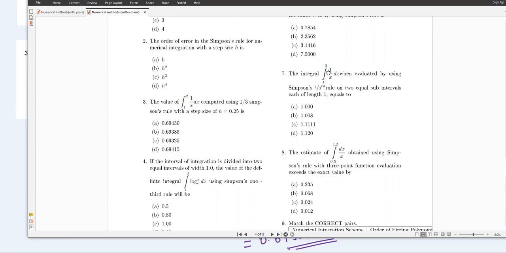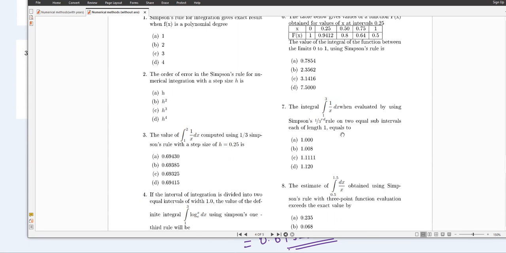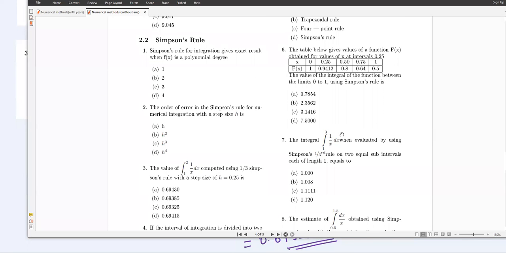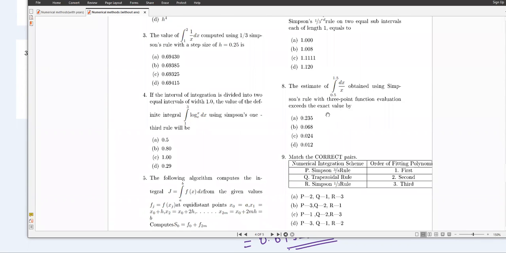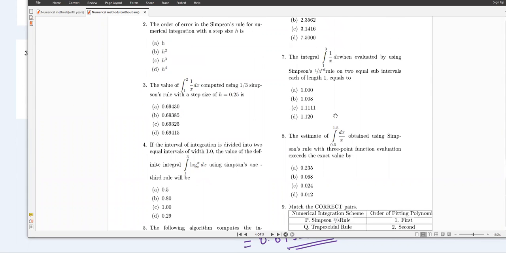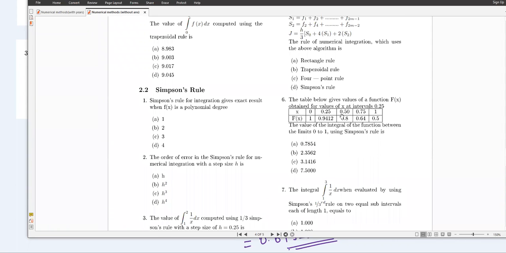This is 1, 2, 3. These are simple ones. 1 by x, 1 by x, so many 1 by x problems. In this one the function is not known. Again, we'll do it for practice. We will do the fourth one and one of these, the sixth one maybe.